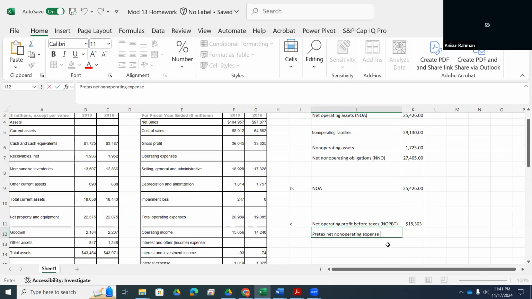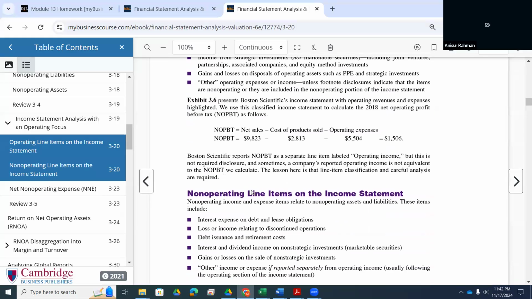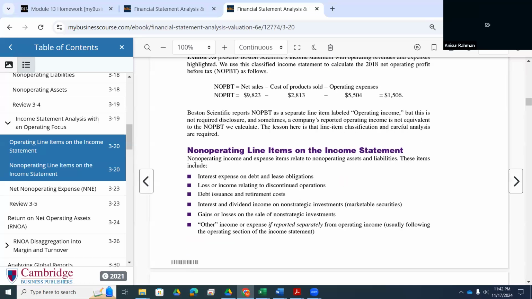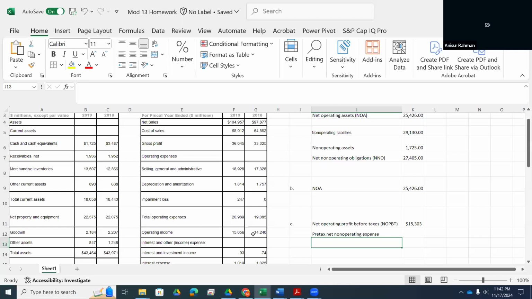So pre-tax net non-operating expense will be... Here it explains: interest expense on debt and lease obligations, loss or income on debt issuance and retirement costs, interest and dividend income on non-strategic investments, gains or losses, other income or expenses if reported separately from operating income, usually following the operating section of the income statement. So let's see what we have here.